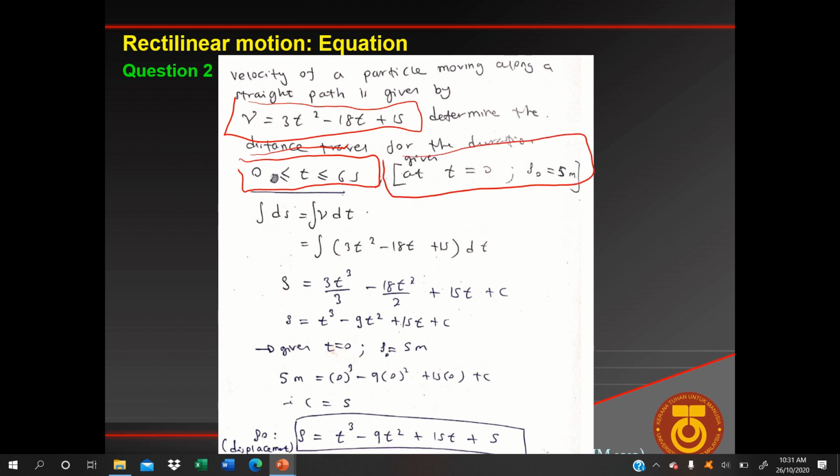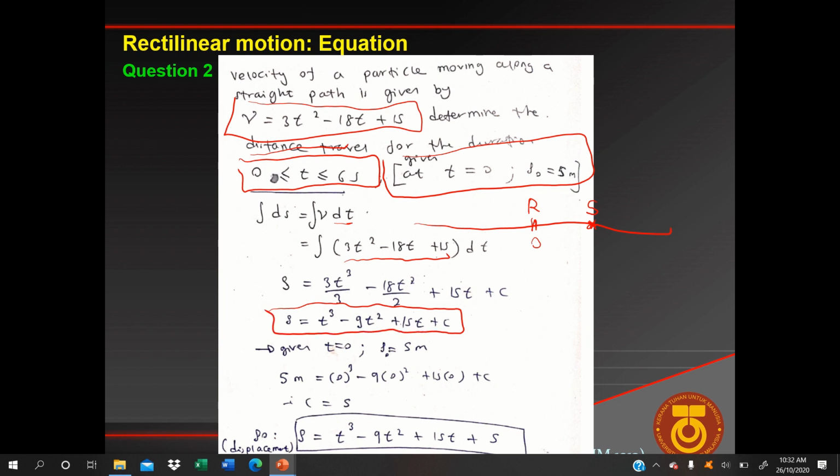Given also the initial position, t equal to 0, s equal to 5 meters, meaning that if we have this timeline, this is our reference point, 0, at the start we begin here, at 5 meters in front of the reference point. You are given the equation for v. In order to calculate the distance traveled, you have to get the s, so you have to do the integration. s equal to the integration of v dt. So you integrate v dt, you will have s equal to this one.